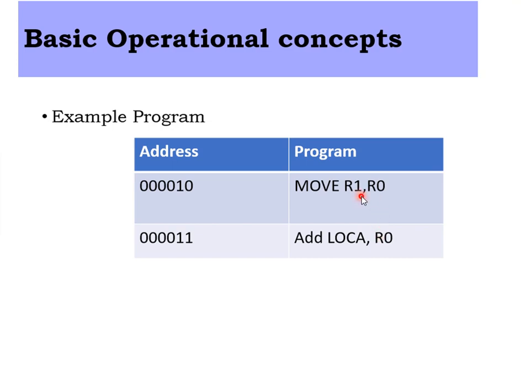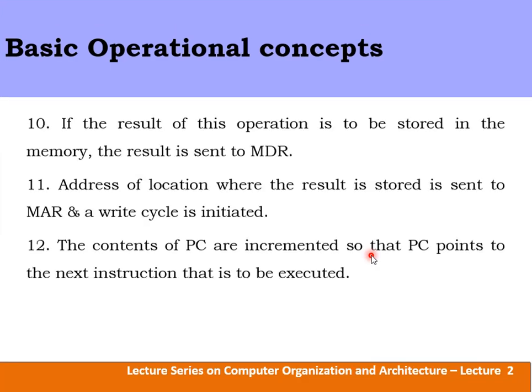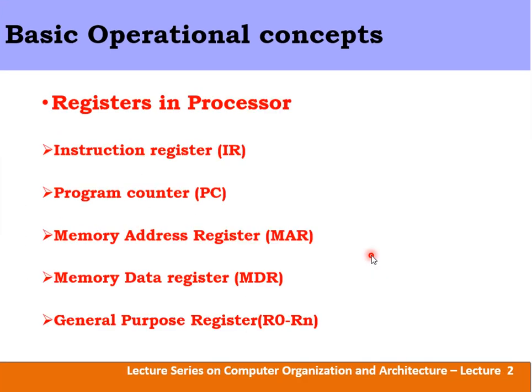The data might be available in any of the registers, or it might be available in a memory location. LOCA is the name of the memory location. Any name can be given. For example, here they have taken it as LOCA. These we call operands. So operands are nothing but data, which can be available in any of the registers or in any of the memory locations. So this is regarding operands.